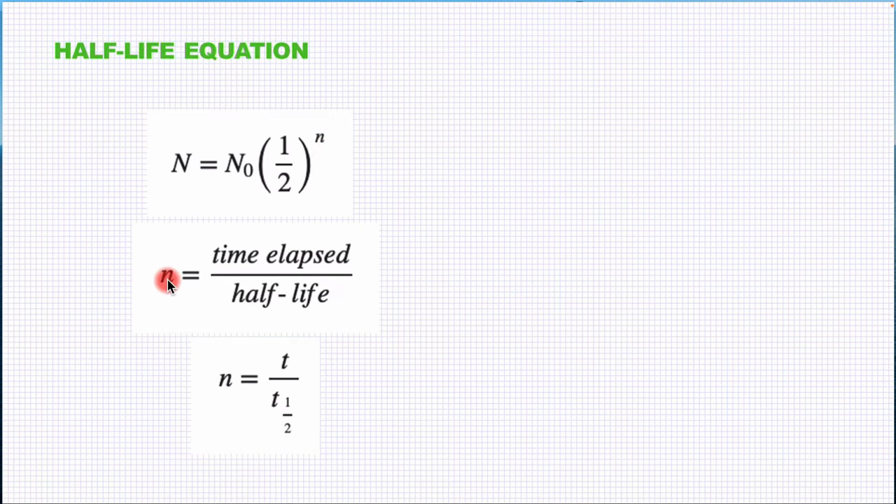Now n can be calculated from the time that's elapsed, so what time has elapsed after we take a measurement, and the known or constant half-life of a particular radioactive sample. We can write it like this: n equals t divided by t to the half, where t here represents the elapsed time.